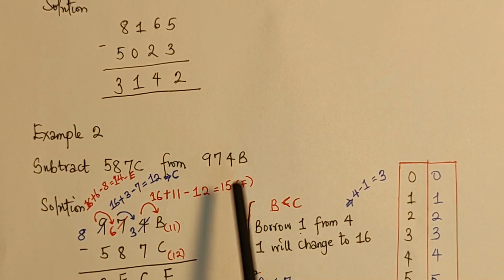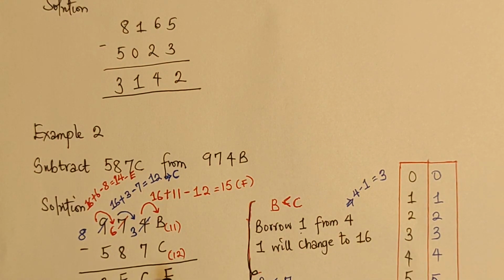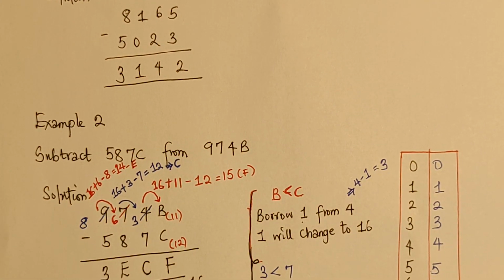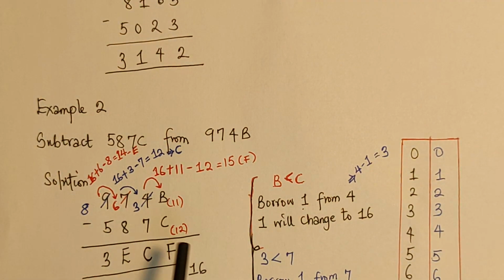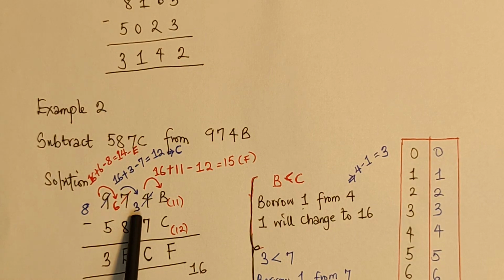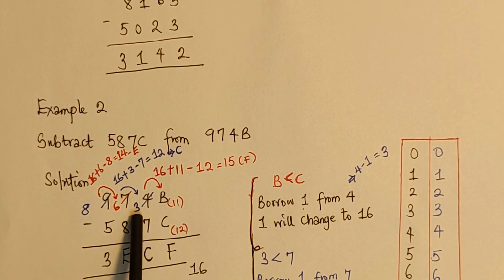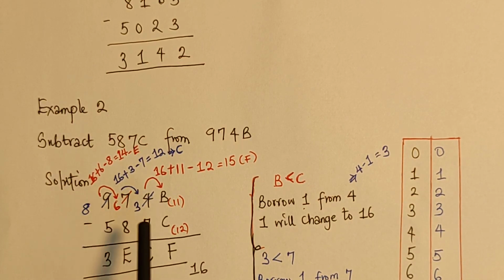Now the 15, you're going to represent it in hexadecimal format. 15 literally means F. So this is why we have F. And we go to the next digits. Remember, we've taken 1 here, so 4 minus 1 will give us 3. So we're going to say 3 minus 7. 3 can't go. It becomes impossible.